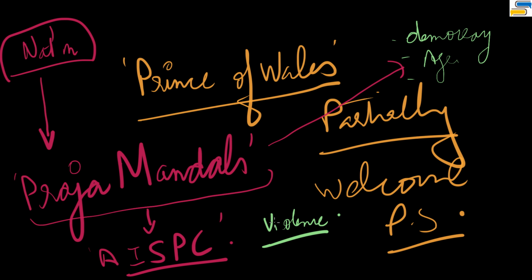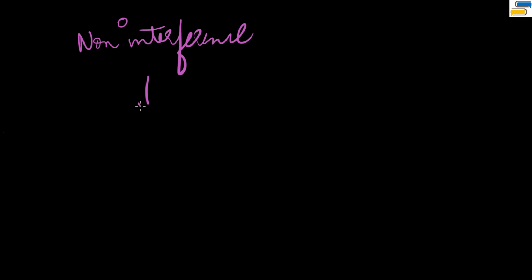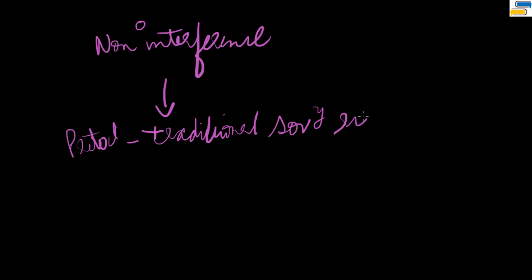Now in this background, an obvious question that should come to your mind is: where is Congress? Why are they not being talked about here? The reason is very simple. I'll just quickly tell you that reason. The Congress at this time officially had a policy of non-interference in the affairs of the states, right? And why? What was their pretext for doing so? Their pretext for doing so was that they respect the traditional sovereignty rights of the princes.